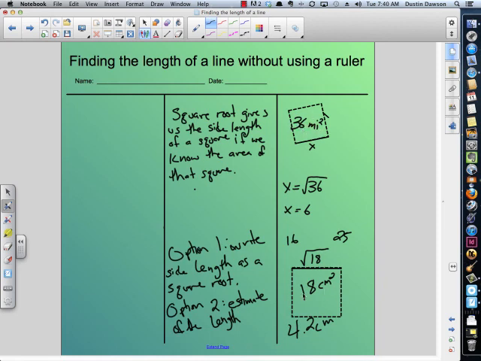The second one, I want you to pick a question over here that is not a perfect square. So it cannot be 25 or 16 or 9 or any of those perfect squares. That way you have to estimate the answer or leave it as a square root. Either one will be fine with me.